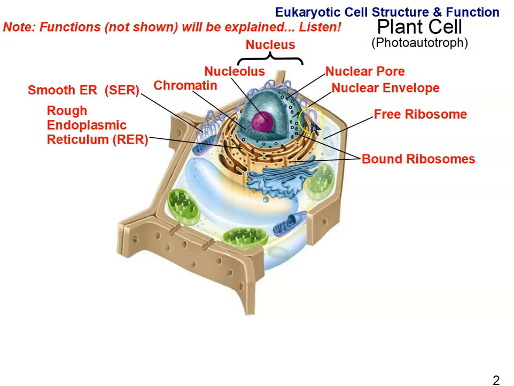And really, the rough endoplasmic reticulum and the smooth endoplasmic reticulum together is what manufactures most of what makes up cells, because most of what makes up cells is either membrane, that's the SER, or protein, that's the RER.